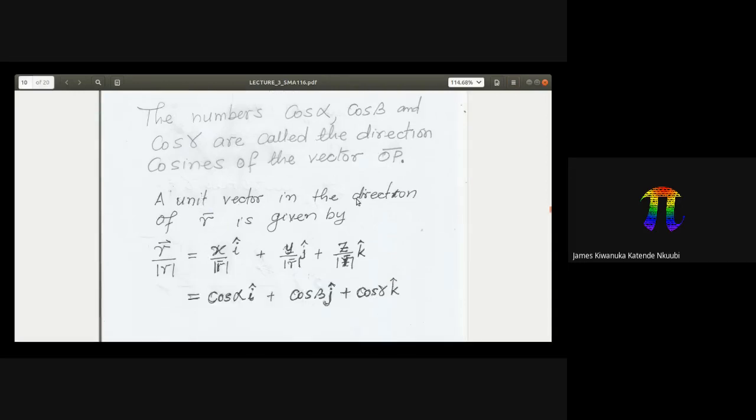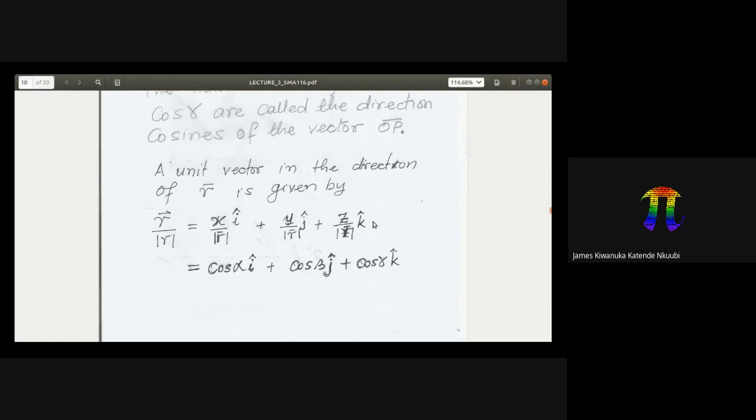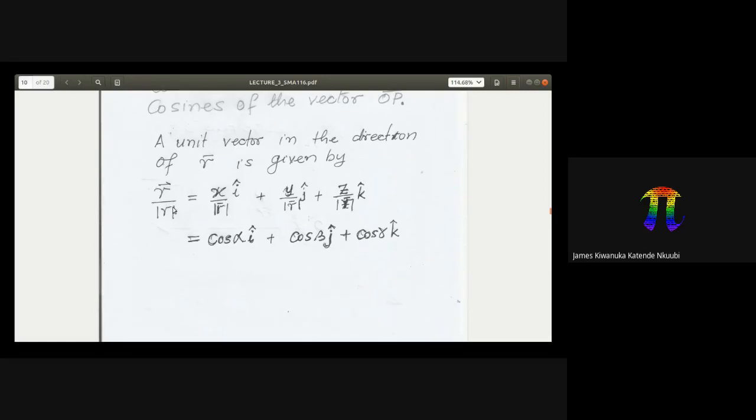So a unit vector in the direction of r is simply given by the vector r divided by its magnitude. That turns out to be the same as what you have on the right-hand side. You divide every component by the magnitude of r. But you notice again, we saw earlier that this is the cosine of alpha, this is the cosine of beta, and this is the cosine of gamma. So we can write a unit vector in the direction of r as this.